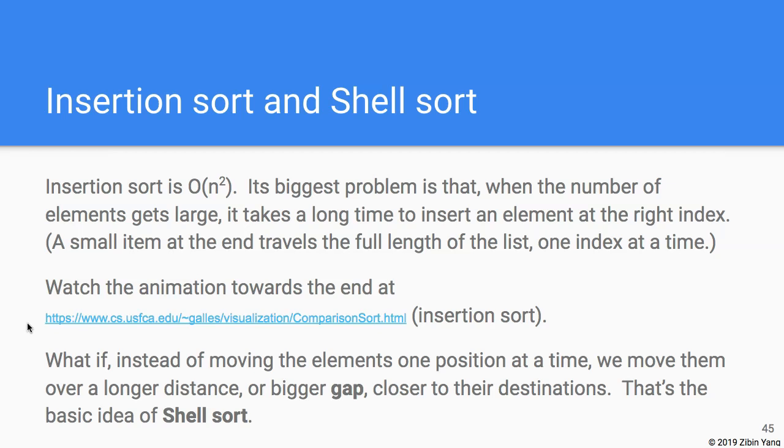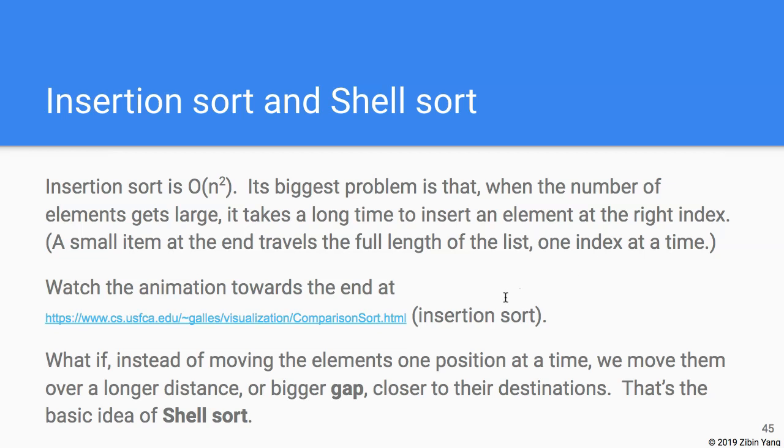Now, you might have recognized that with insertion sort, the biggest problem is when the number of elements gets really large, then it takes a really long time to insert an element at the right place, right? So imagine in the extreme example, a very small item at the end of the list. The rightful place is at the beginning of the list, so it has to travel the full length of the list. But it only travels one index at a time. So it's one step at a time, right? That's why it's so slow.